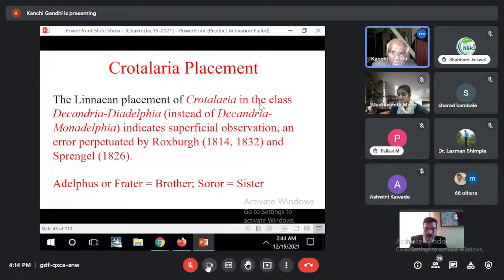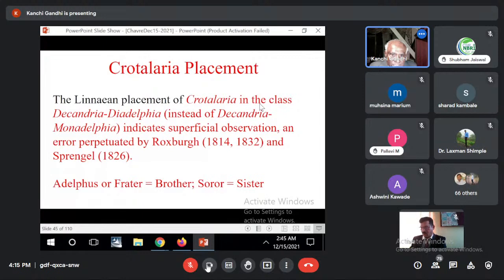Now, in Linnaean classification, take the class Decandria, ten stamens. And the ten stamens, he made two groups, Diadelphia, then Monadelphia. Many people again do not know the literal meaning of adelphus. Adelphus means fraternal, brother. So when you say monadelphus, the brothers are together in a single bundle. When you say diadelphus, you mean that the brothers are in two separate groups.